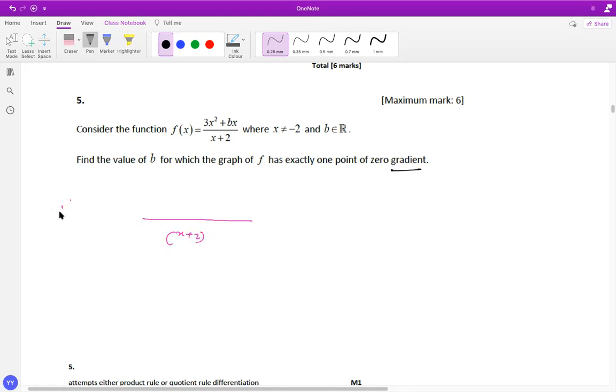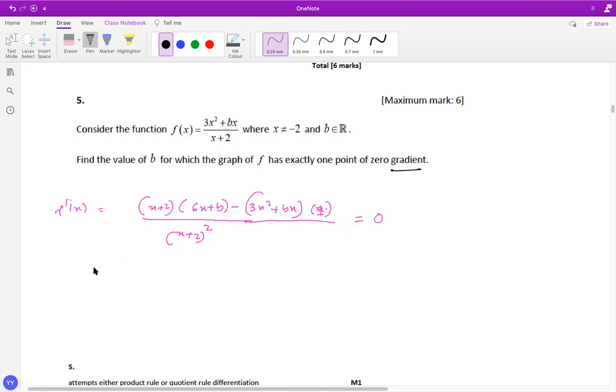So this f dash x is x plus 2 the whole squared, x plus 2 as it is, times 6x plus b, minus, then you differentiate the other one, which is 3x squared plus bx as it is, times the derivative of x plus 2, which is 1. Now you open up the brackets. So obviously this is the derivative that you have got, and this should be equal to 0.